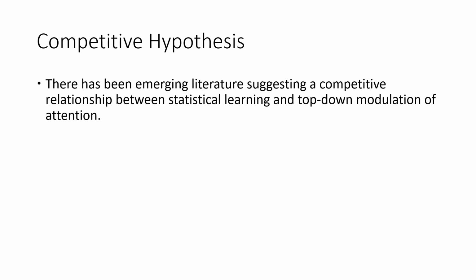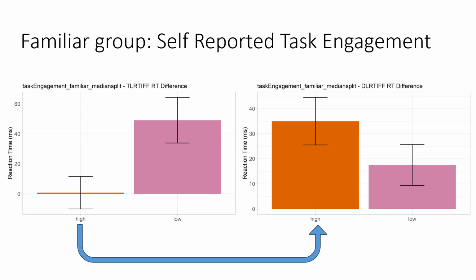There's emerging literature that points to a competitive nature between statistical learning and top-down modulation of attention. This body of research suggests that these two systems, though both crucial for efficient perception and behavior, may actually compete for cognitive resources. So, upon revisiting the familiar group data, particularly the highly engaged individuals, we gain deeper insights into the dynamic of top-down control of attention. High engagement, which reflects strong top-down control, reveals interesting patterns in performance that could further support the hypothesis of competitive mechanisms and the separable hypothesis.